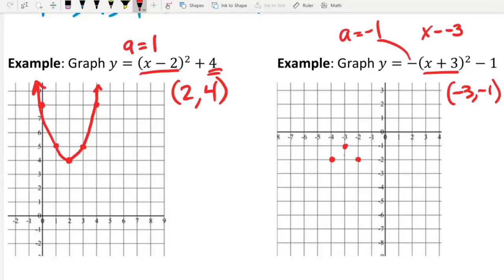In the next example, it says x plus 3, but we're not going to go right 3 with the vertex. We're going to go the opposite. So we'll go to the point (-3, -1), put a dot. What direction does the parabola go? Because of the negative out in front, a equals -1. The parabola will open downward.